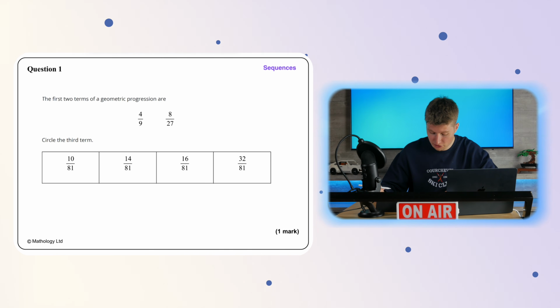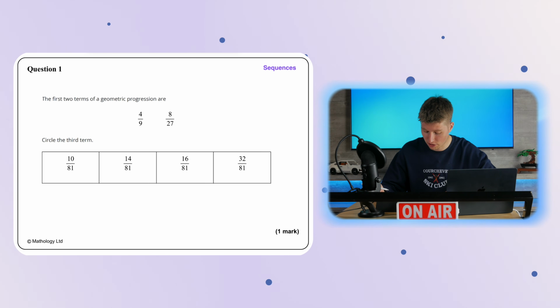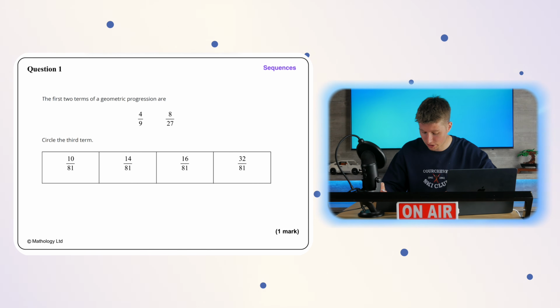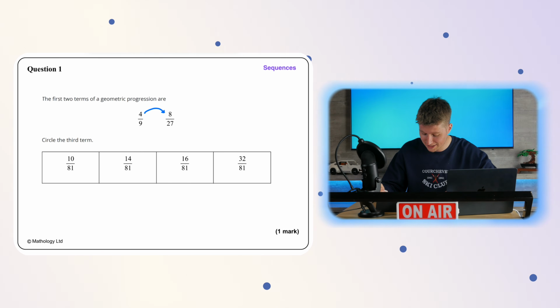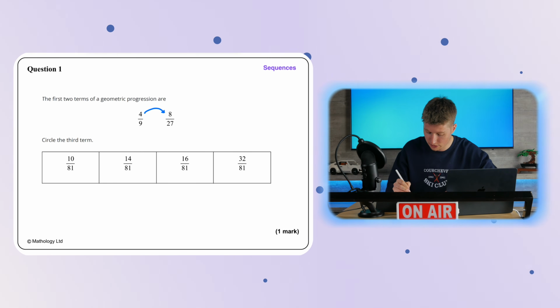Question 1. This question says the first two terms of a geometric progression are 4 over 9 and 8 over 27. Circle the third term. So what is a geometric progression? A geometric progression is a sequence where we multiply or divide to get the next consecutive term.